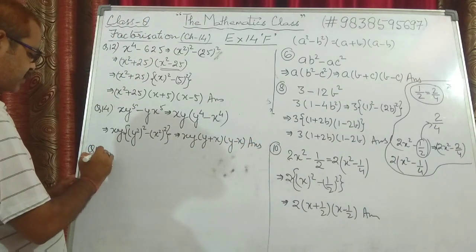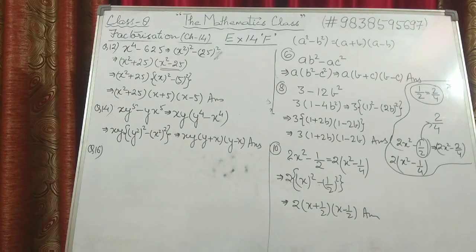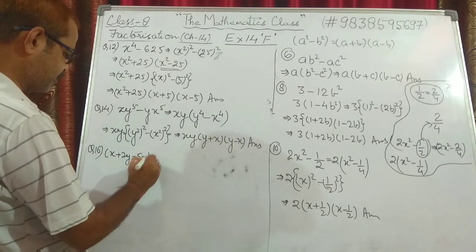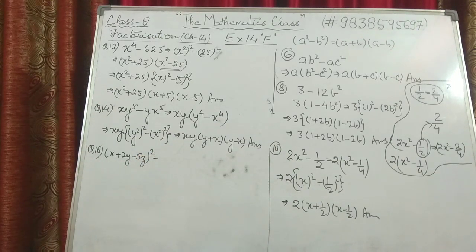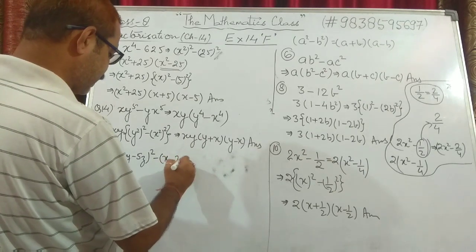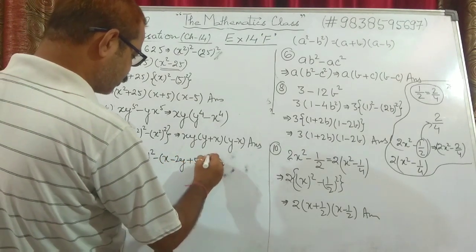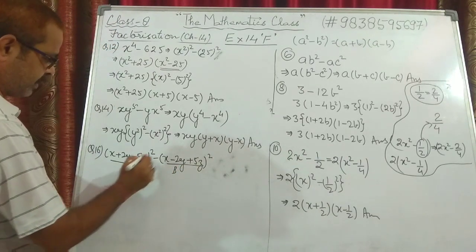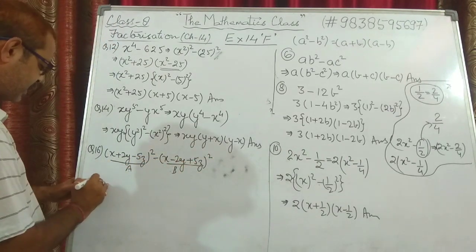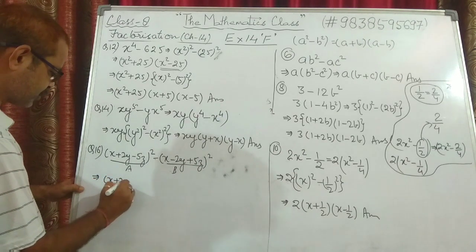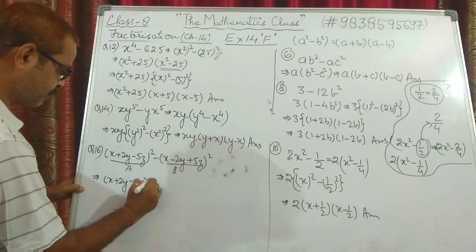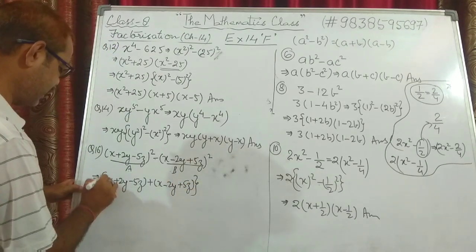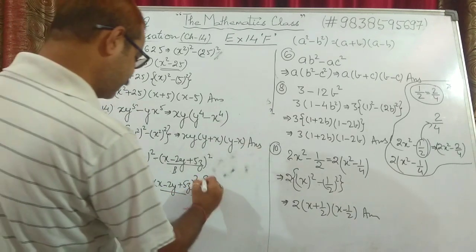Question number 16, the last one I hope, that is x plus 2y minus 5z whole square minus x minus 2y plus 5z whole square. If we consider the first term as a and the second term as b, this is already in the form of a square minus b square. So it can be written as a plus b and a minus b. So a is x plus 2y minus 5z, plus b is x minus 2y plus 5z. This is a plus b. In the second it will come a minus b.